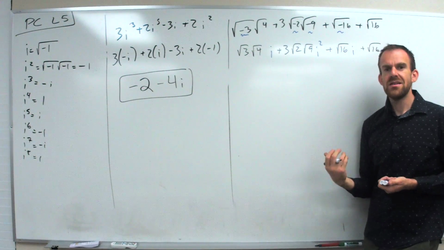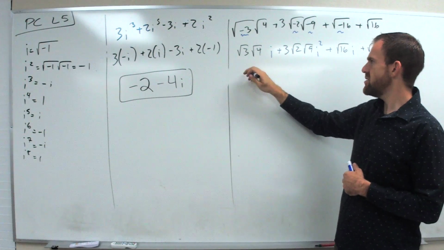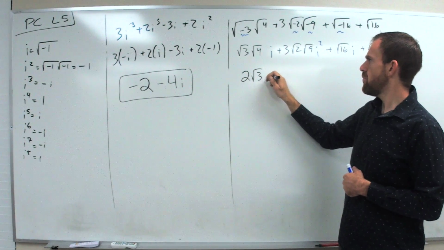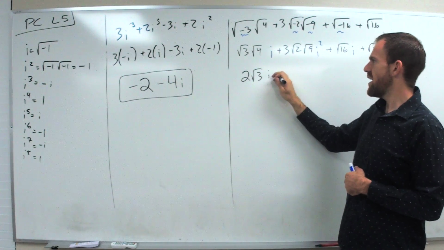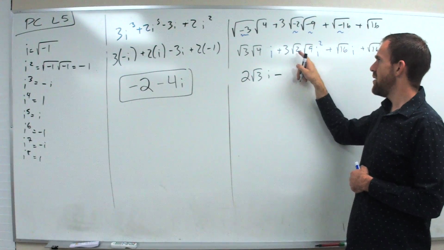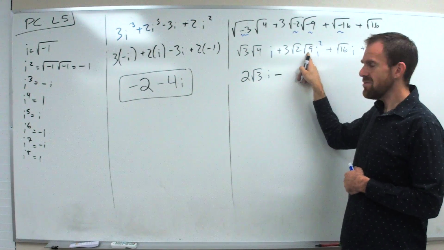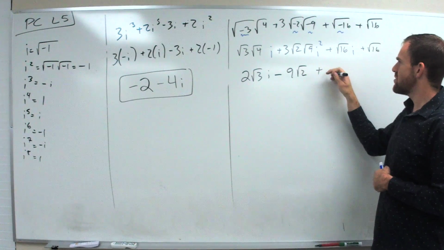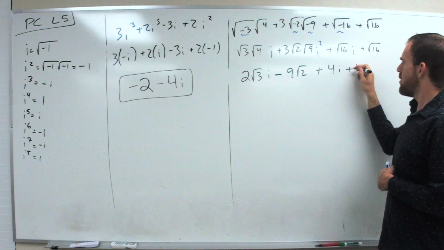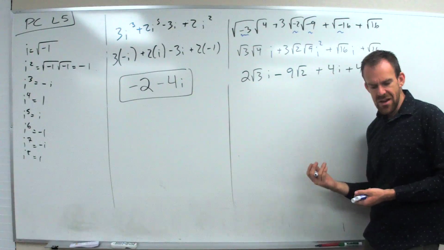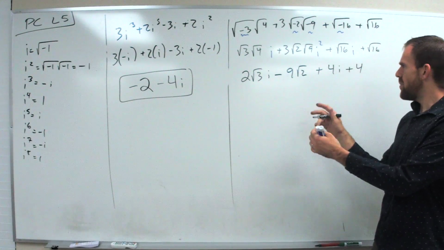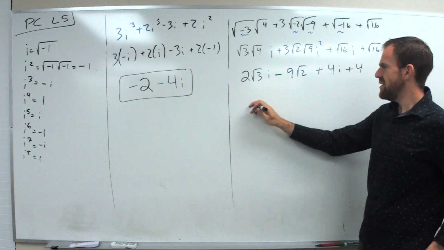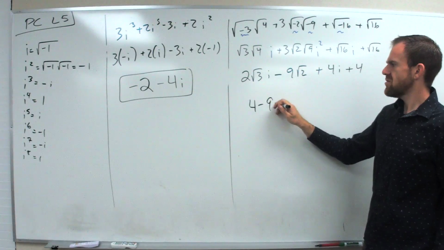Now I can evaluate as much as possible. So the square root of 4 is 2. I know that i squared is -1, so I'm going to deal with that. Square root of 9 is 3. 3 times 3 is 9. Square root of 2. Plus the square root of 16 is 4. Plus 4. Now, here I'm going to combine all the real parts. So I have 4 minus 9 square root of 2.